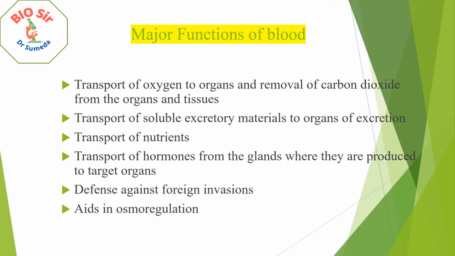Now we are going to talk about the major functions of blood. The transport of oxygen to the organs and removal of carbon dioxide from the organs and tissues is a major function of the blood. Transport of soluble excretory materials to organs is another function. And the other transportation is of nutrients.